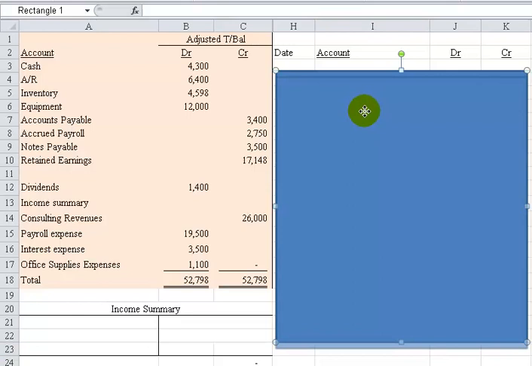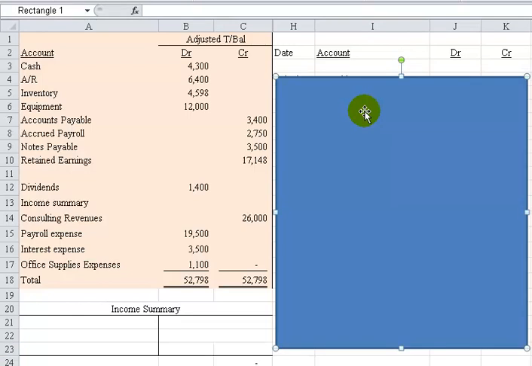The reason we're doing closing entries is we need to eliminate the temporary accounts so that we can start again in the next period. Temporary accounts are usually the revenue and expense accounts, but there is one temporary account on the balance sheet, that's the dividends account. The permanent accounts are the balance sheet accounts.